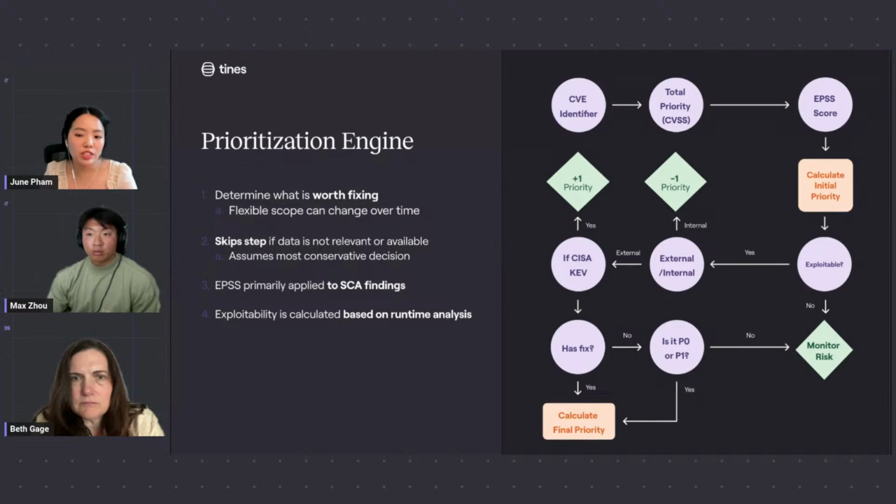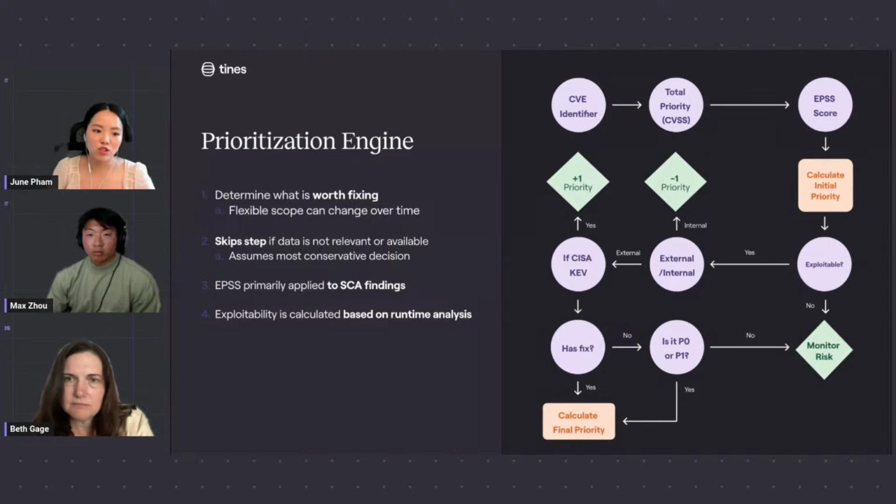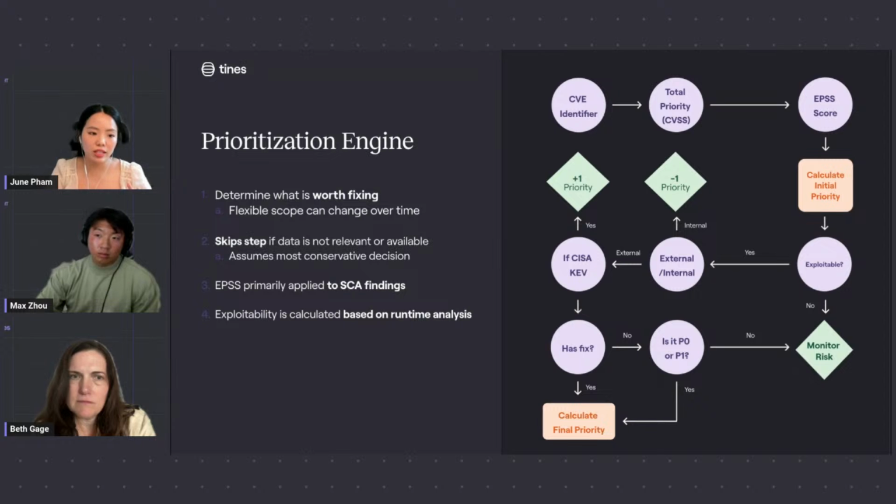We also take into consideration the EPSS score. EPSS is something that is fairly new in the industry. This is complementary to CVSS. EPSS is essentially how likely it is for a particular vulnerability to be exploited in the wild today. So the score changes every day. Today it might be 10%, tomorrow it might be 12%, things like that.